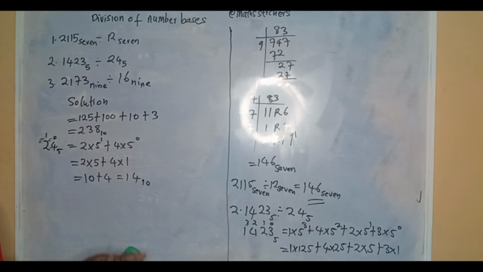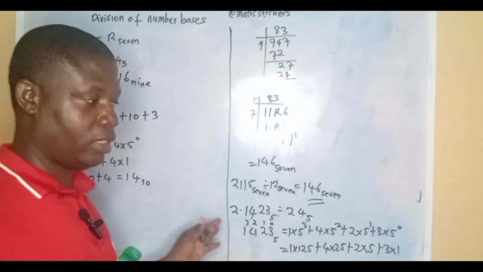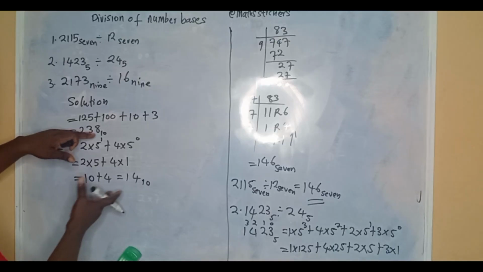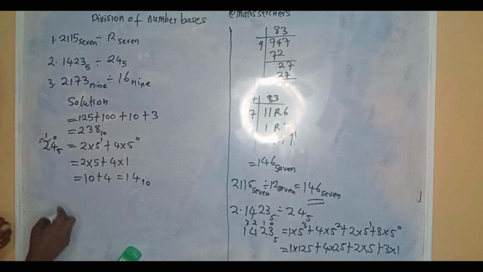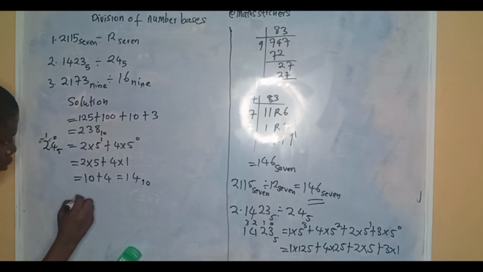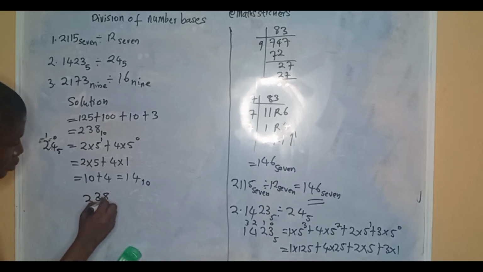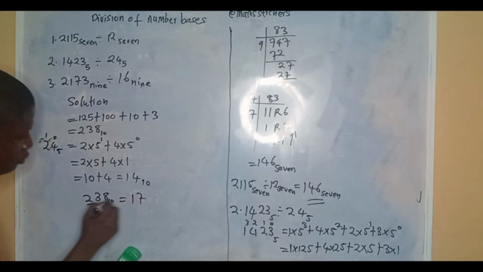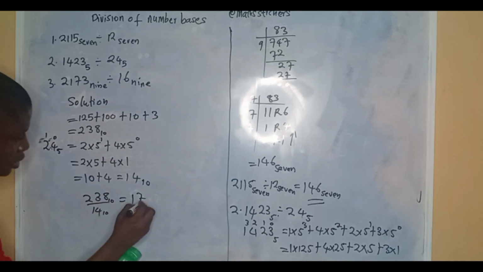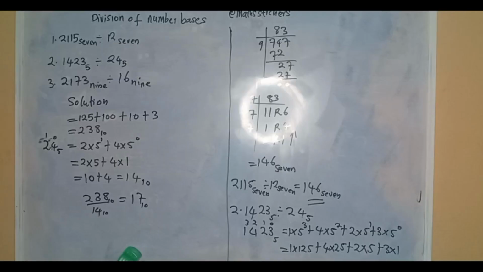So I'm going to be using short division for this. Okay. Now I'm going to be dividing the two numbers I have under base 10. So that will give us 238, which is in base 10, divided by 14 in base 10. And that will give us 17. If you divide this, you're going to have 17 in base 10.